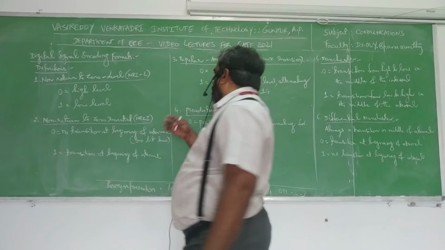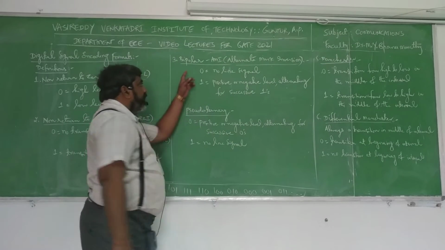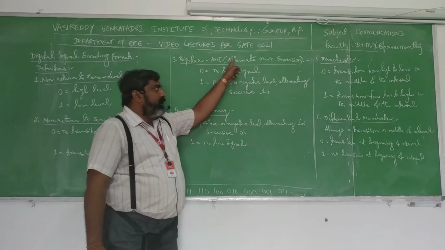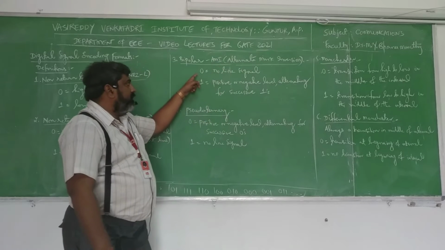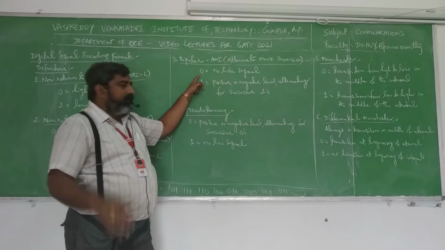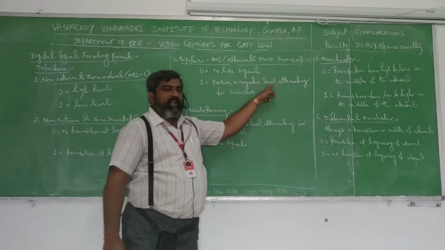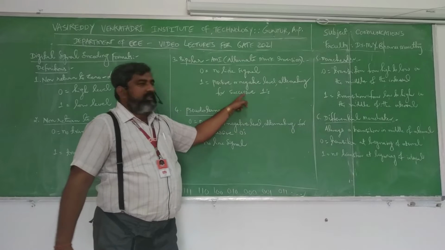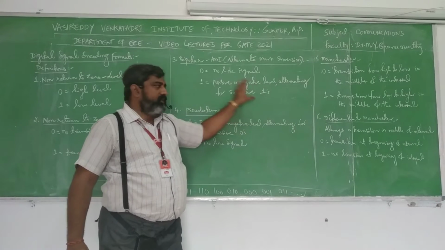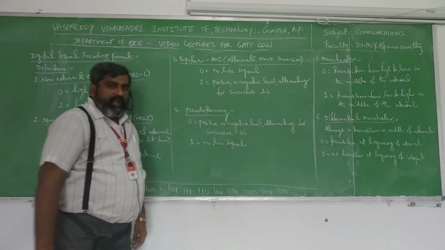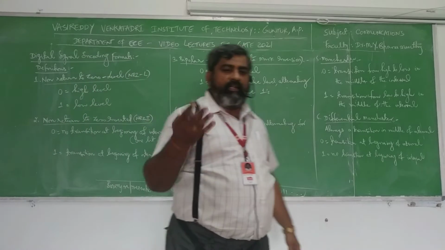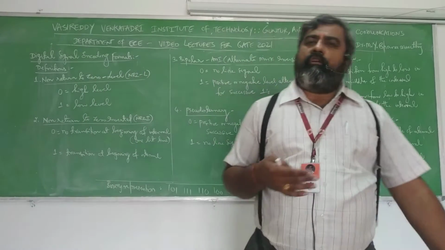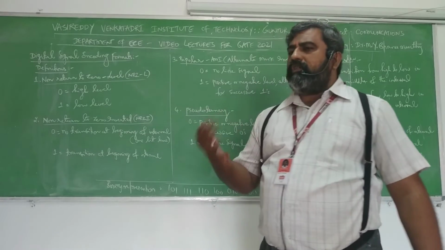Why it is named like this, we will discuss. The next one is bipolar AMI, alternate mark inversion. That is what AMI stands for. For this, bit 0 is no line signal, and bit 1 is a positive or negative level, alternating for successive ones. So this is bipolar AMI. When you are watching this video, you can pause the video at any time, copy these things into your notes if you are maintaining notes, and then resume the video.